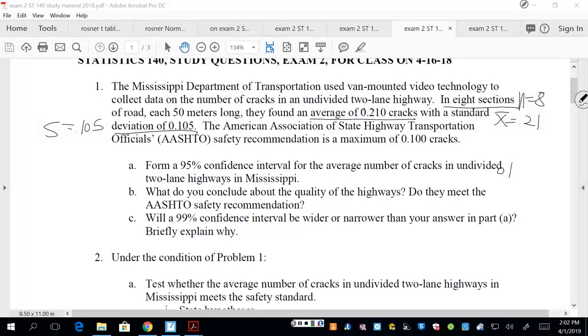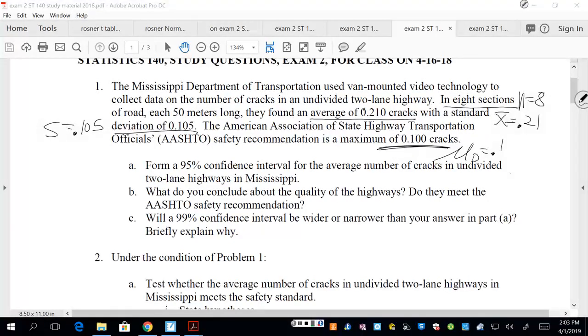And there's going to be this safety recommendation of 0.1. That would be this use of 0.1, an average of 0.1. That could be used in hypothesis testing. You could make a confidence interval: does it include 0.1 or is it outside of it? Right, so that's the type of language.